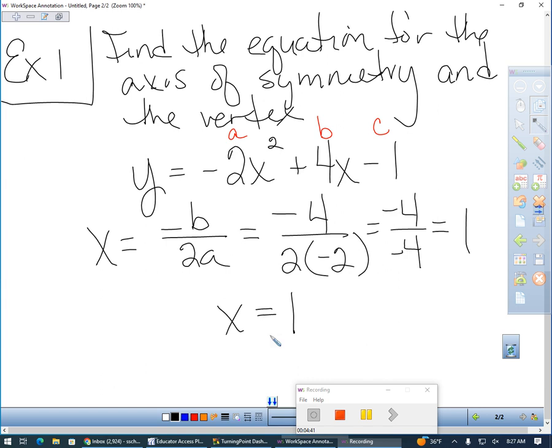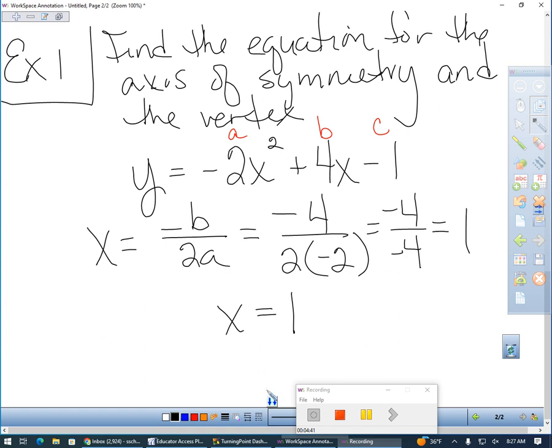Is there any questions how we just found that? Where did -2 come from? That's what I'm saying. It's the a value right here. See, a is -2. So this is our equation, negative b over 2a. I plugged in, for b, I plugged in 4. So I have a negative b. And then for a, I plugged in negative 2. And then we just simplified it.